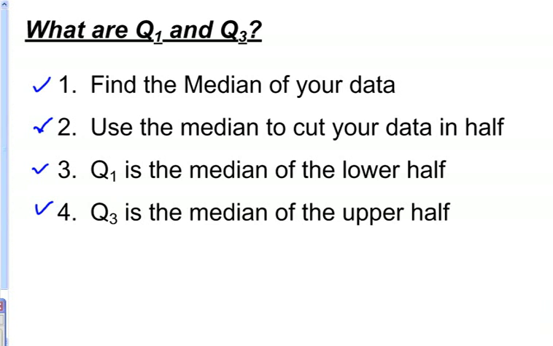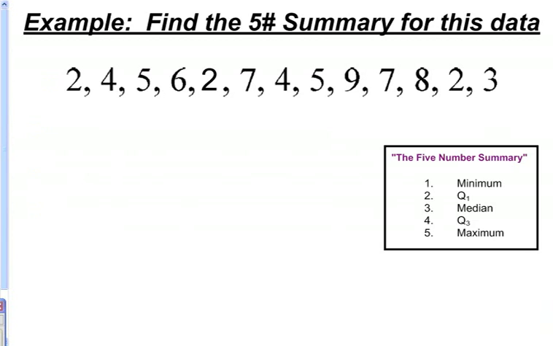Now let's practice a little bit. Here's a data set that I'm going to use to find the 5-number summary. Remember, to do the 5-number summary, the first thing we need to do is list off our numbers in order, because we need the median.